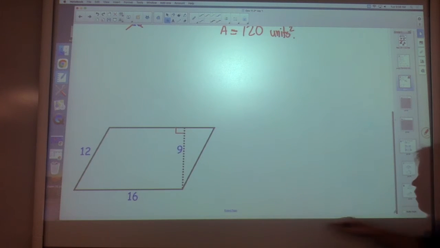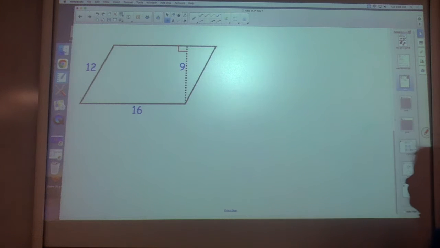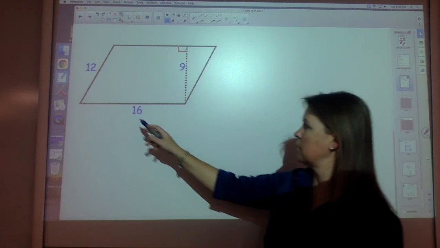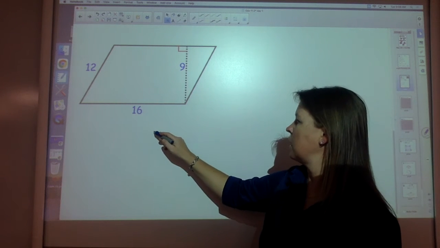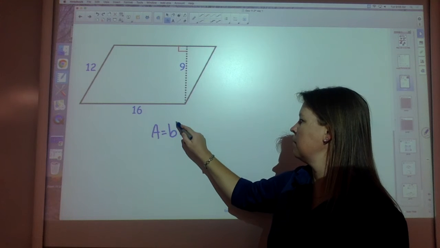Okay, you should have this drawn in your handout. Here it is again. Different parallelogram. Still has the side of 12 and 16. But the height this time is different. So these are at different angles. Which are you going to use for the base this time and the height?